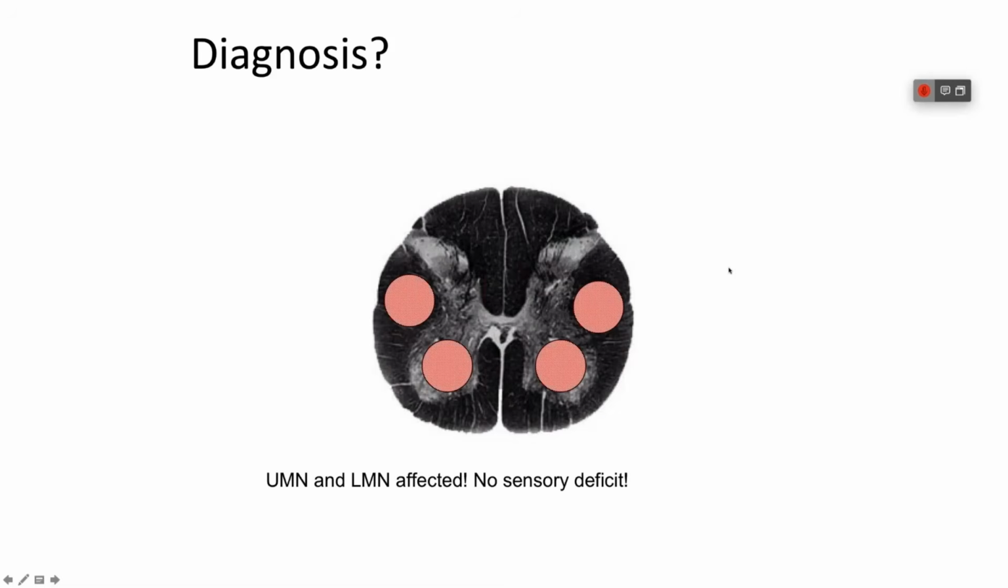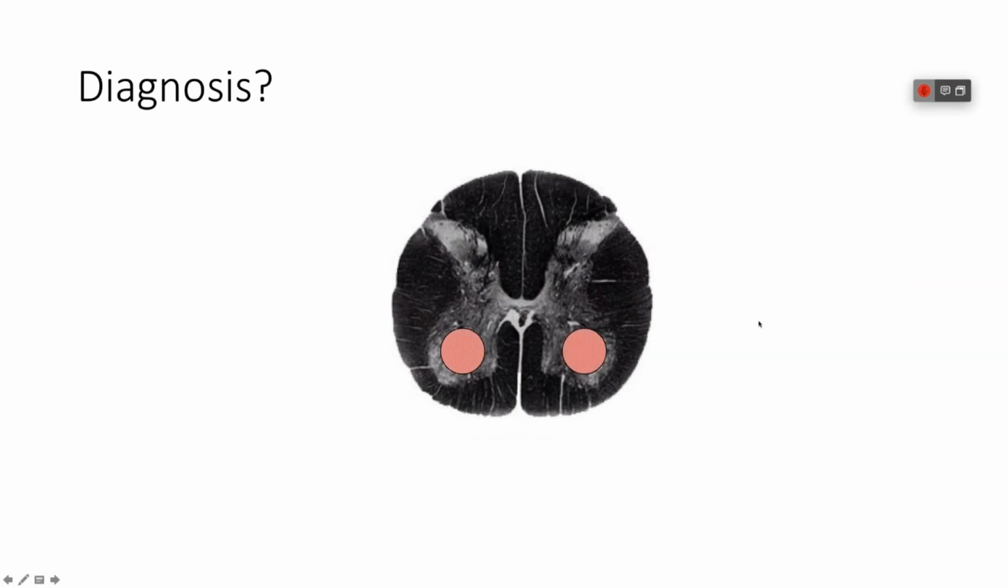So this would be ALS. And the reason you know that is because both upper motor neuron and lower motor neuron are affected. Note that there are no sensory deficits, right? There's no problem with the dorsal columns. There's no problem with the anterolateral system. It is just motor, just upper and lower motor neuron. So that, again, is amyotrophic lateral sclerosis. Good. All right.